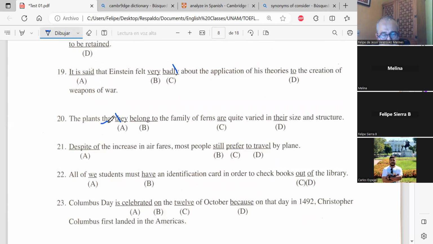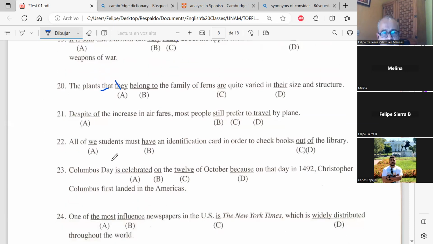Okay. So the plans that they belong, that and they, necessary repetition of the subject. This is a relative pronoun. Relative pronouns substitute nouns, and they also work as the subject of the second sentence. So no, it's a necessary repetition. Okay. Some words look similar, but they are not the same. Many people confuse in spite of with despite. So we have to say despite only.